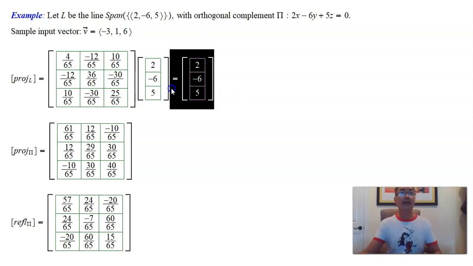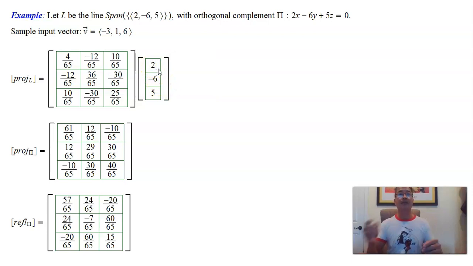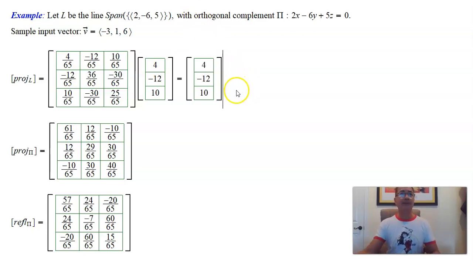Now, of course, it doesn't have to be that exact normal vector. It could be any multiple of that normal vector. So we could have 4, -12, 10. And of course, by homogeneity, yeah, we get exactly the same vector.